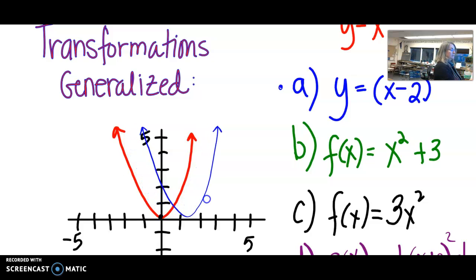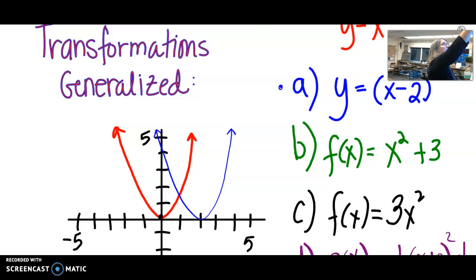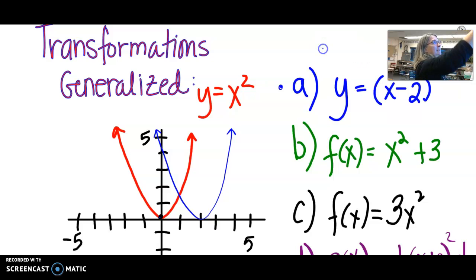What it's going to do is shift our graph 2 units to the right. So the vertex moves from 0, 0 to 2, 0. And one way to think about that, because it seems like it's going the opposite direction from what you would assume because it's a minus: with the original function, when x is 0, y is 0. But for this transformed function, when x is 2, y would be 0. So it moves 2 to the right, positive 2.